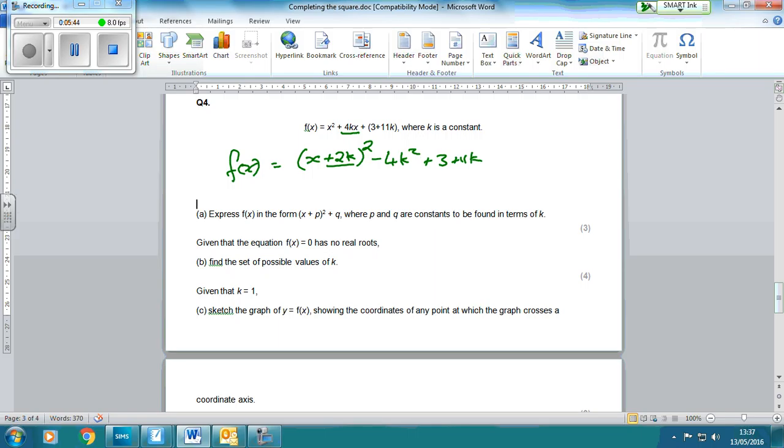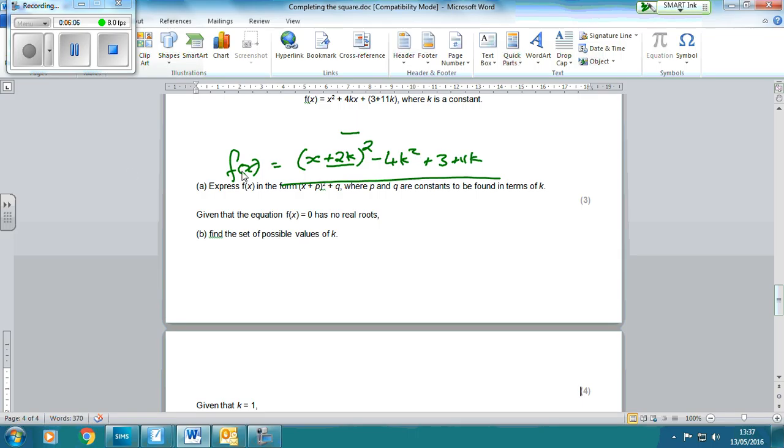So the next part, given that the equation f(x) equals 0 has no real roots, find the set of possible values of k. Now there is another way of doing this using what we've just done. However, as we've talked about it beforehand, let's have a look at the way in which we said before on how to do this. So if something has no real roots, then b squared minus 4ac will be less than 0. So b is the number that's in front of the x, so that's 4k. So I'm going to put that in brackets, 4k squared minus, and again I'm going to put this in brackets, 4 times a, now a in this case is just 1, and then times c, which is 3 plus 11k, and I'm going to stick that in brackets as well. And all that is less than 0.